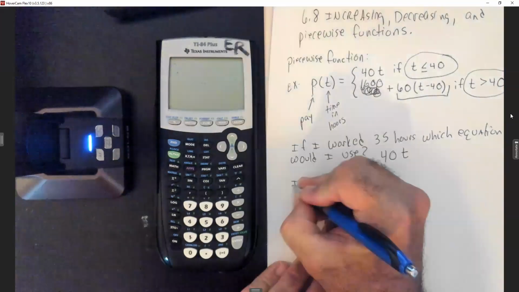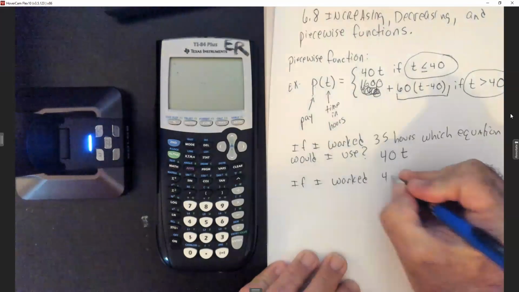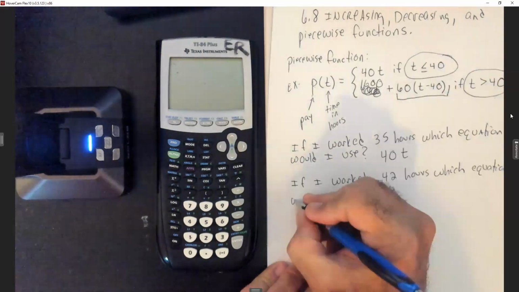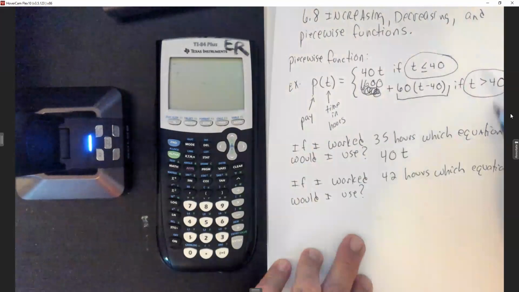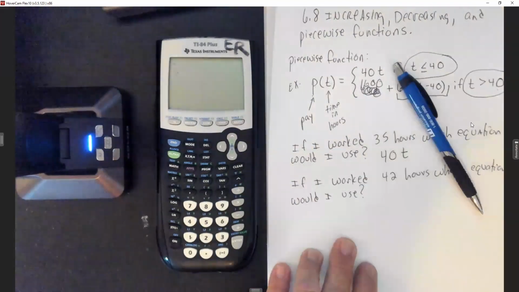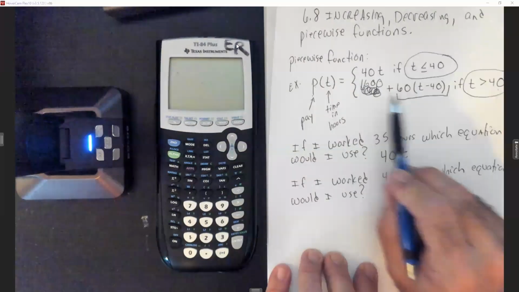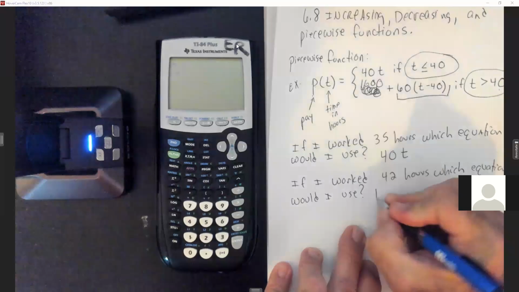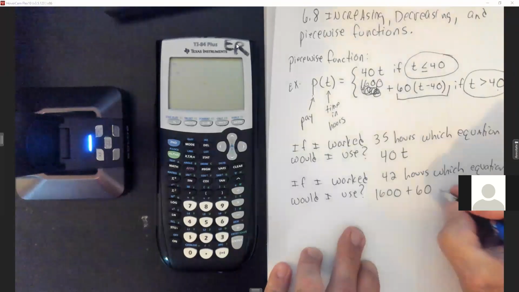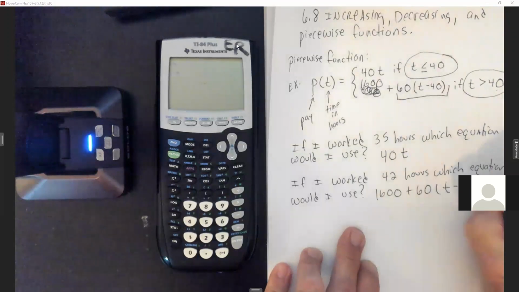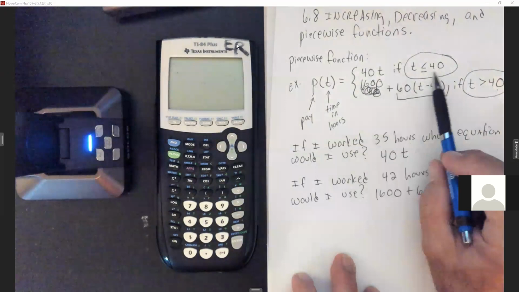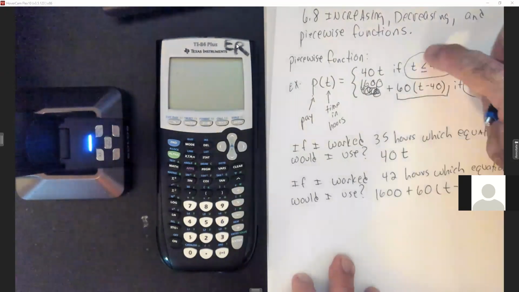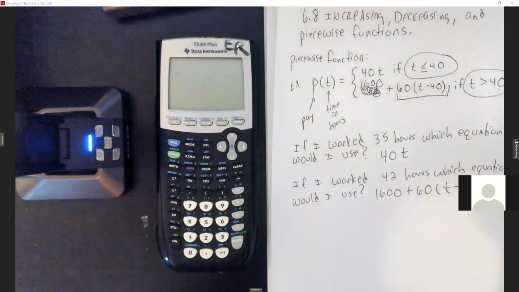If I worked 42 hours, which equation would I use? All right, 42 hours is greater than 40. So I would use this equation, which is 1600 plus my time and a half pay times 42 minus my 40, which would give me my actual pay. Remember, this "if T is less than or equal to 40" or "T greater than 40" isn't part of the equation. They just give you the range that your numbers have to be within, okay?